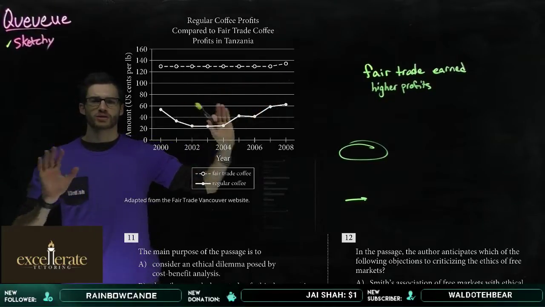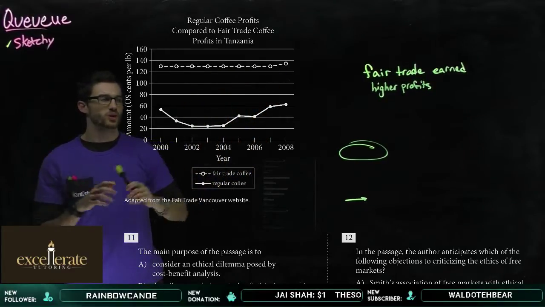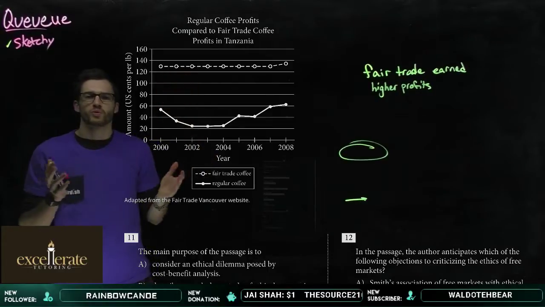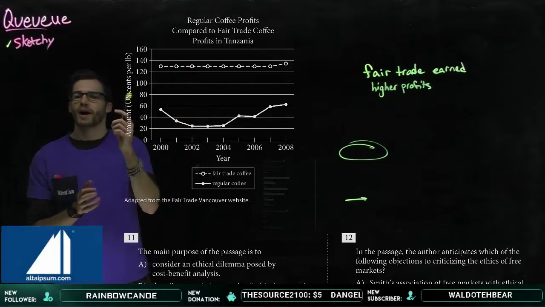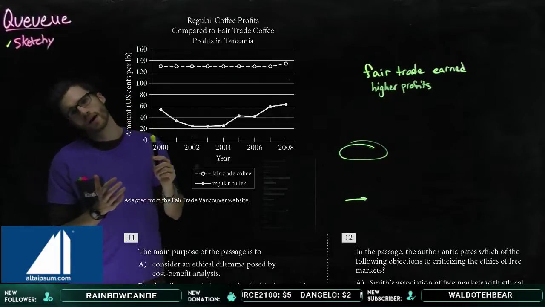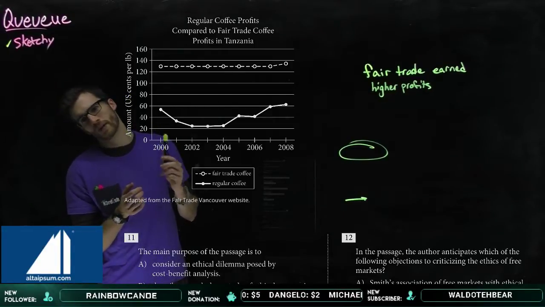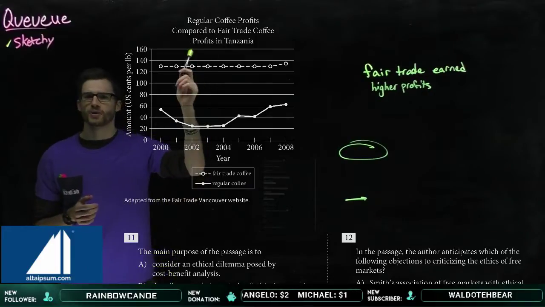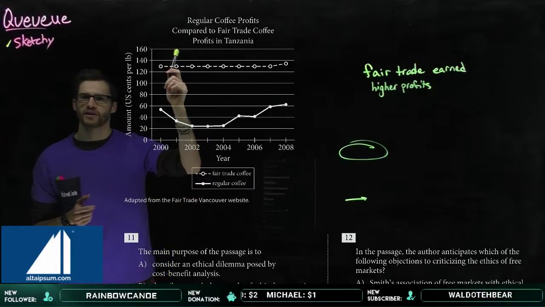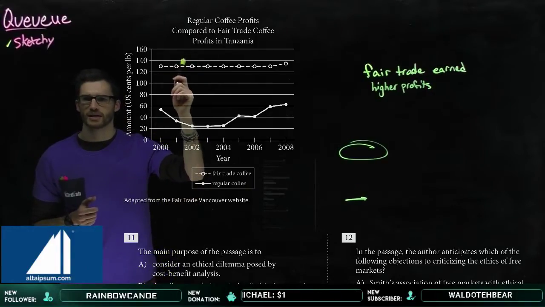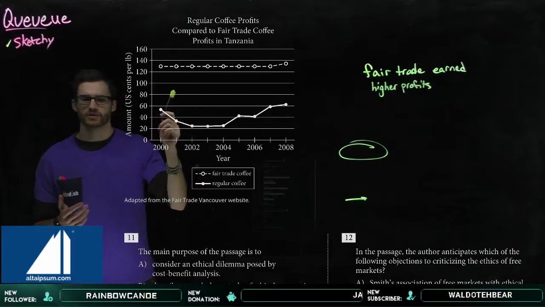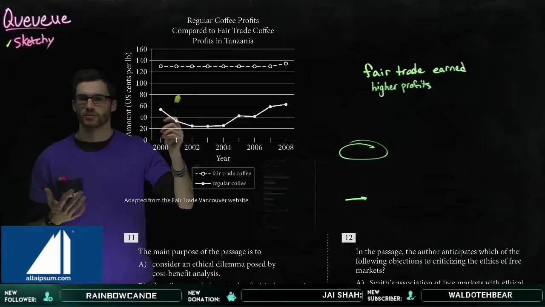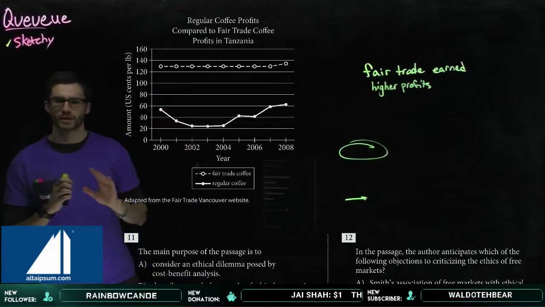But I just want to make sure that we're doing this right. So it's clearly way above, but in what? We need to be very, very focused and logical about this. What is on the y-axis? It's higher. Great. It says amount, US cents per pound. Regular coffee profits compared to fair trade coffee profits in Tanzania. Okay. I kind of like this. It looks like fair trade coffee made more profit, and that's what letter A asked.